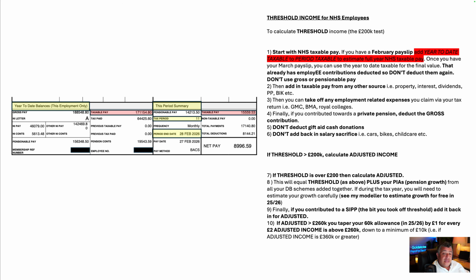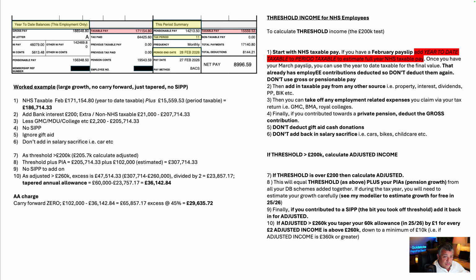Now, step 9 is if in that step above about a SIP, you had contributed towards a SIP, now is the point where you've got to add that back in, because that's a pension contribution and that will be subject to pension taxation, like the growth from your defined benefit pension. And then we come to another test, the adjusted income test. And if adjusted income is greater than 260, you taper. So let's just give a worked example.